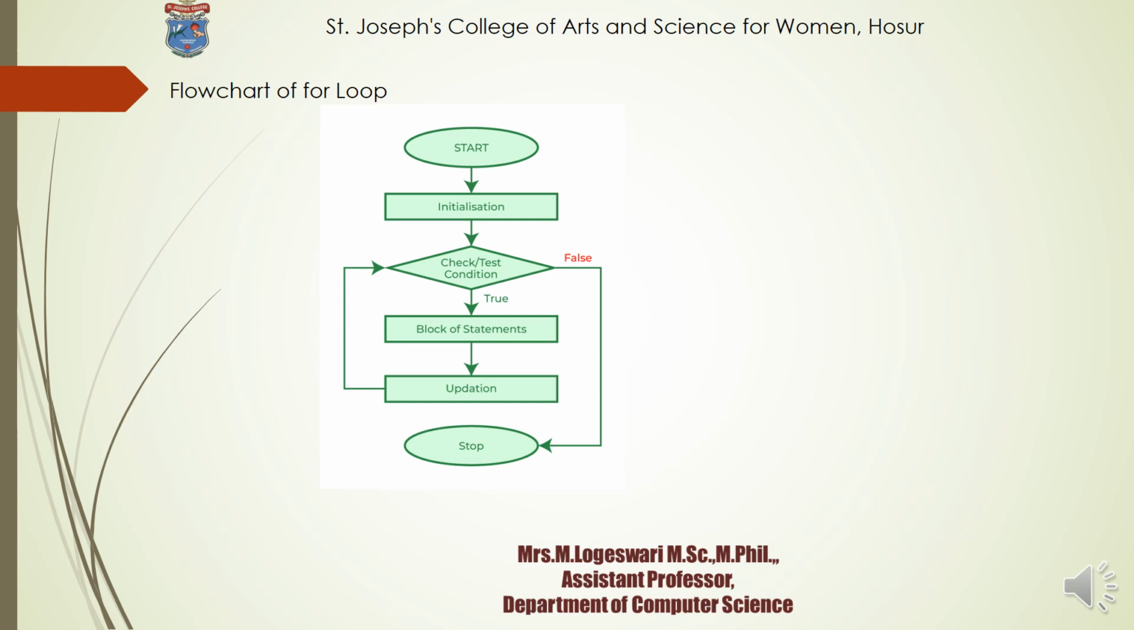See the flowchart for the for loop. First start the for loop, then initialize the variable, then check the condition. If the condition is true, it automatically moves to the block of statements. After that it updates the variable, then again the condition is checked. The process continues till the condition is false. When the condition is false, it automatically moves to the end of the for loop.